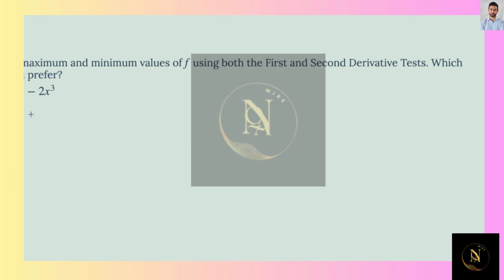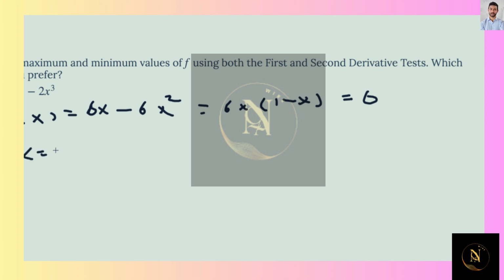All right, so using the first derivative test, we have to first take the first derivative. So we take f prime of x, and this gives us 6x minus 6x squared. There's a common factor of 6x, so you can factor that out. That leaves us with 1 minus x. We set this whole thing equal to 0. So we get x equals 0 and 1.